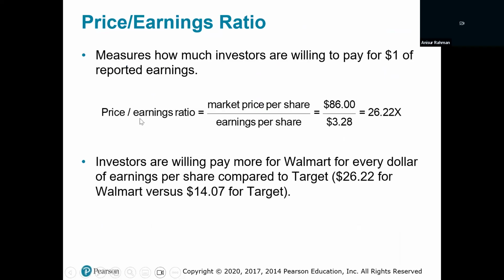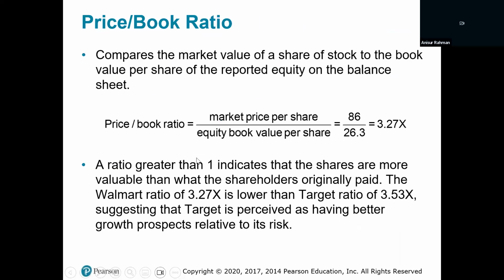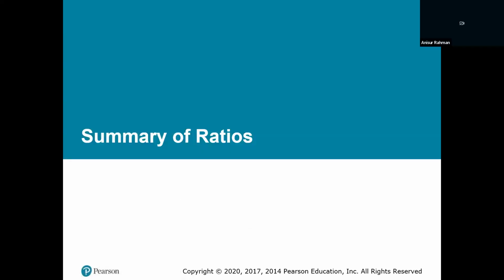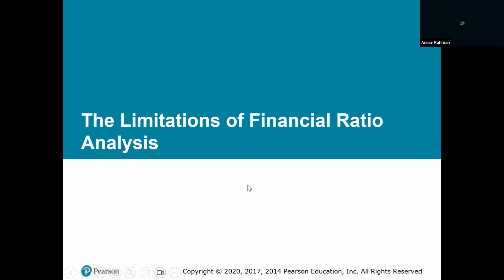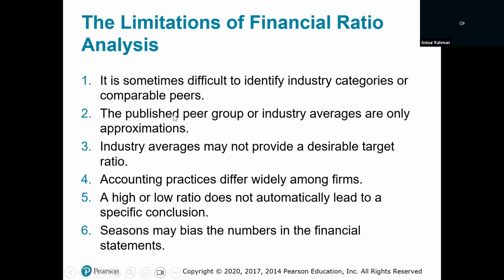This is price to earnings ratio. It measures how much investors are willing to pay for $1 of reported earnings. Price to book ratio compares the market value of a share of a stock to the book value per share of the reported equity. So you have a summary here. And very important for you to know also the limitations of financial ratio analysis.